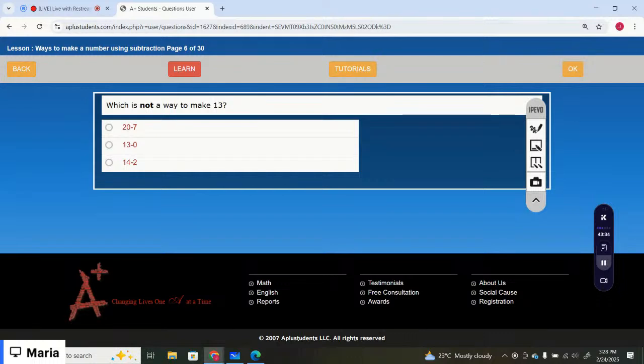Which is not a way to make 13? Which is the correct option? That is 14 take away 2. Option number 3 is the correct option.